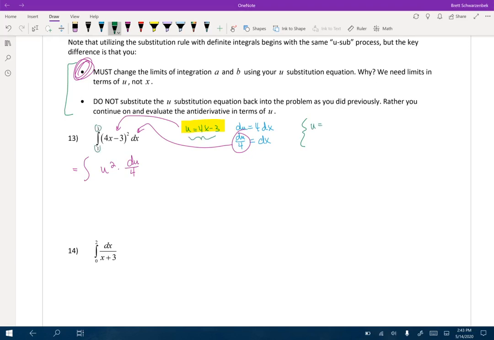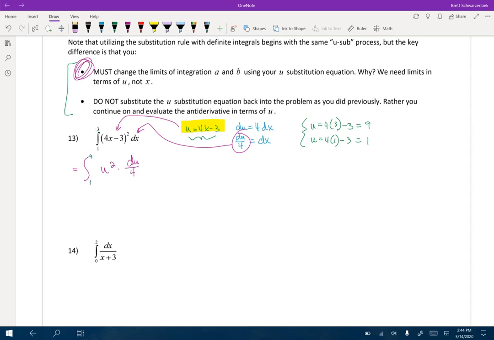So u is going to be equal to 4 times 3 minus 3, which is going to give us 9. And our second u is going to be equal to 4 times 1 minus 3, which is going to be equal to 1. So we immediately change our limits to 1 and 9 instead of 1 and 3.